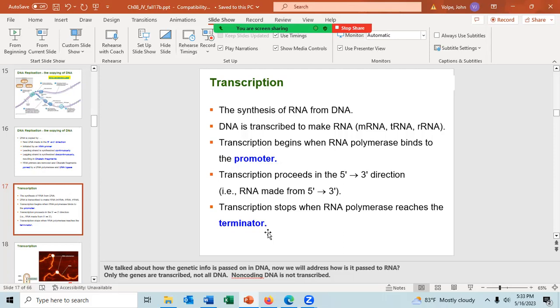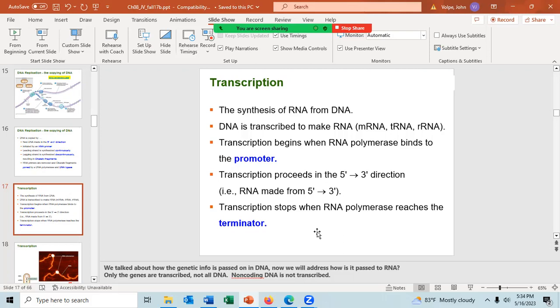All right. So only the genes are transcribed. Not all of the DNA is transcribed. So only the region between the promoter and the terminator are transcribed. And I just mentioned the promoter is just a little bit upstream of the gene. And then the terminator is at the end of the gene, or right after the end of the gene, however you want to word that. And any of the DNA in between the terminator and the promoter is not transcribed.